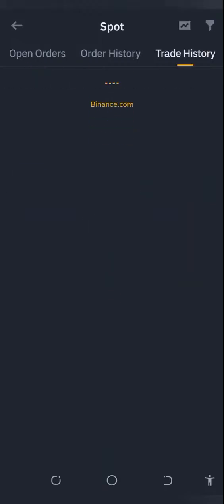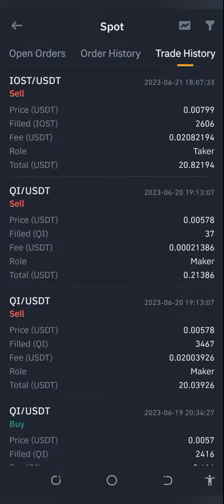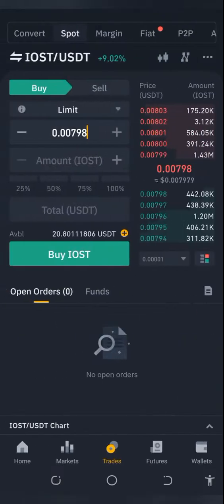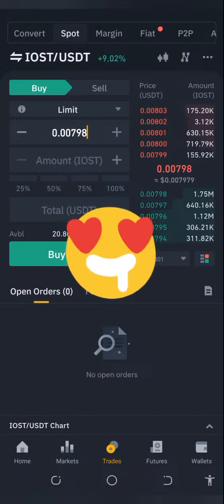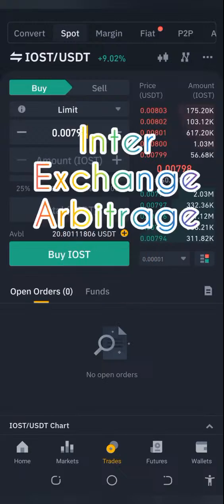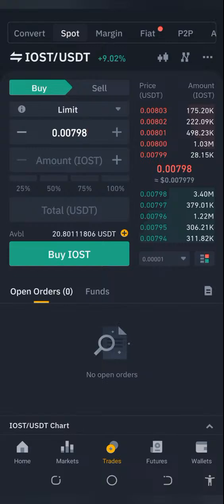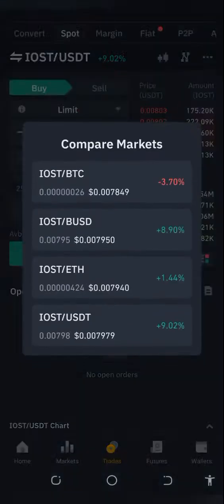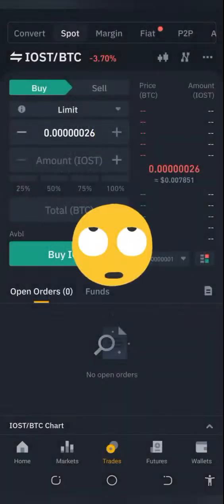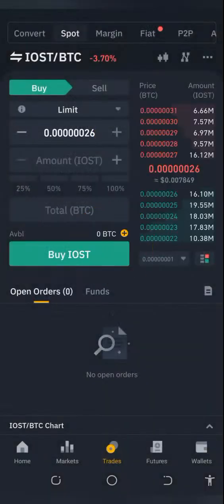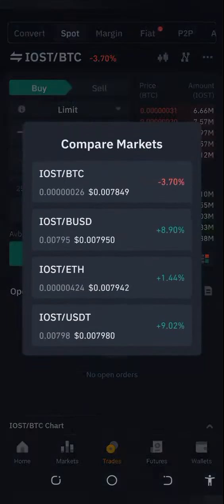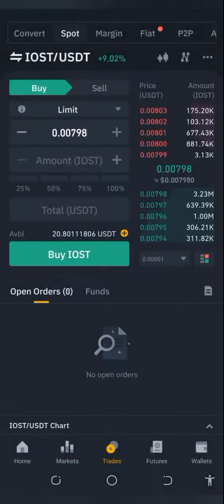Okay, so we actually sold this to USDT. Wow, we sold the 2606 and we got 20.82. Oh my God, this is beautiful. I love this. Now, this is actually an inter-exchange arbitrage, right? And we were supposed to sell to BTC to make our profit, but it looks like BTC was wasting time. It was just somewhere and it wasn't ready to move. But anyways, USDT worked for us and we were able to get a good deal.